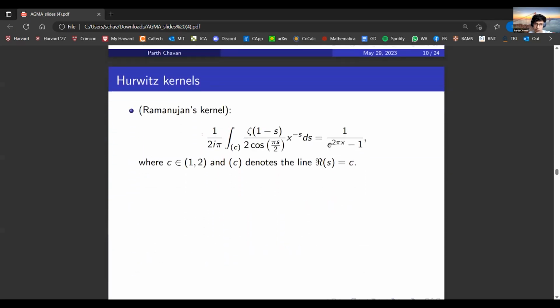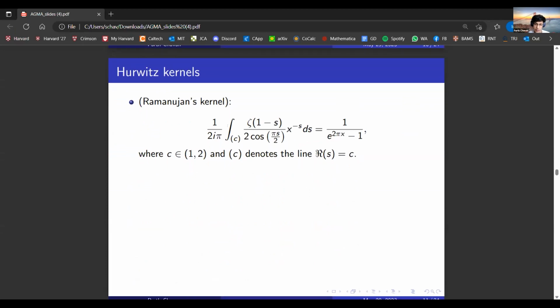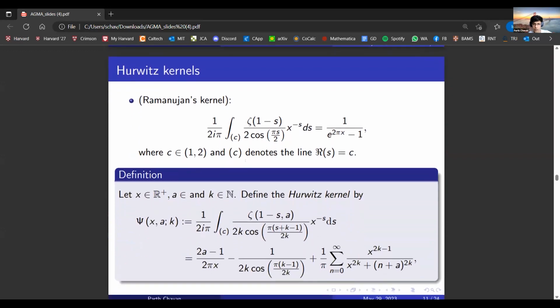We first introduce Hurwitz kernels. The Ramanujan kernel can be expressed as this contour integral. It can be noticed that the function 1 over e to the 2 pi x minus 1 also appears in Ramanujan's identity for odd zeta values, and it actually turns out that it can be expressed as this inverse Mellin transform. We integrate over the line c, where c is any arbitrary real number in the interval (1, 2). Motivated by this, we introduce the Hurwitz kernel, which is defined by this contour integral. It can be noticed that this function psi of x comma 1 is actually the Ramanujan kernel.